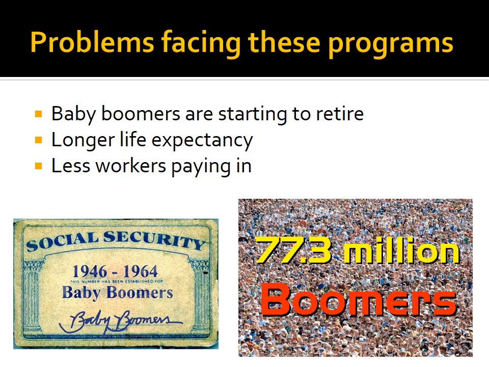And the last problem is that there are less workers paying in. There are not actually less workers. If we added up the total amount of workers, that wouldn't make sense. Our population is much larger. What this does mean, though, is that for every one person receiving Social Security benefits, there are less workers paying into it. So it's as a ratio.